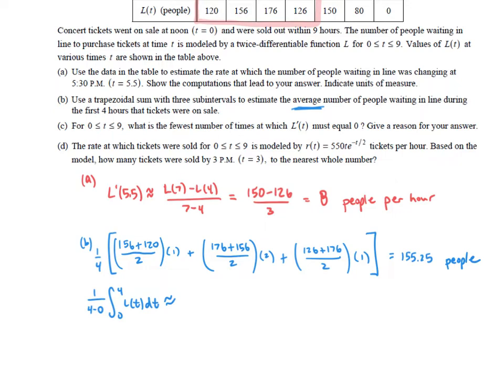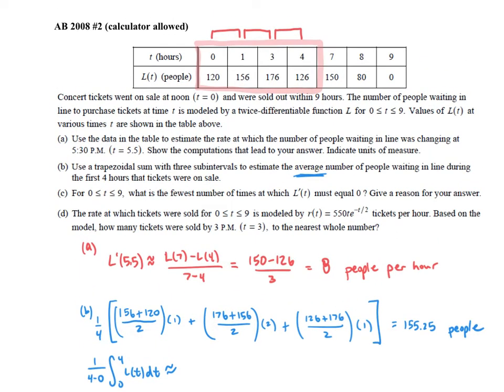Okay, for part C, it says, in between 0 and 9, what is the fewest number of times at which L prime of t must equal 0? And in the last FRQ that we looked at, we had a problem that was sort of similar to this in terms of its language. We're needing to utilize, in this case, the mean value theorem, but we're also having to utilize a little bit of the intermediate value theorem, and I'll show you why in a second. But the idea here is that based on the data in the table, there really is no way of coming up with an exact slope of 0 like there was in the last FRQ, which makes this more difficult.